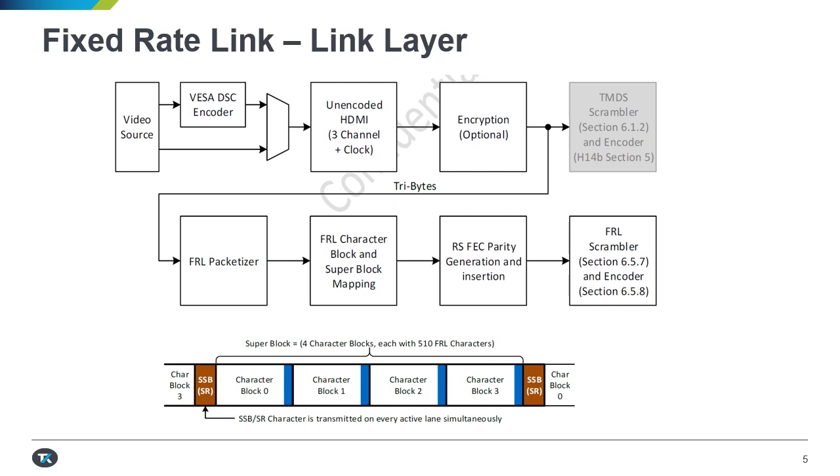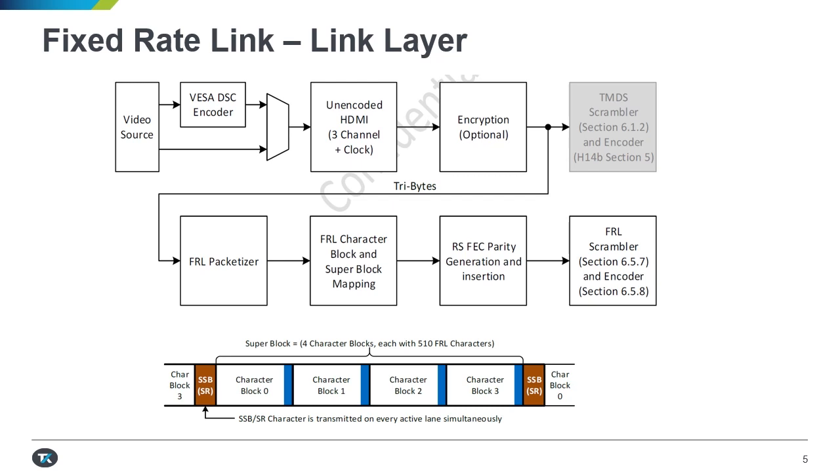Here is the high-level link layer block diagram. FRL adopts VESA DSC compression technology. DSC stands for Display Stream Compression. It uses 16b/18b encoding to achieve higher throughputs. HDMI 2.1 uses a new packet-based link layer. This layer converts the clock and 3 data lanes of original HDMI TMDS mode to 3 or 4 self-clocked links that can be operated at up to 12 gigabits per second.